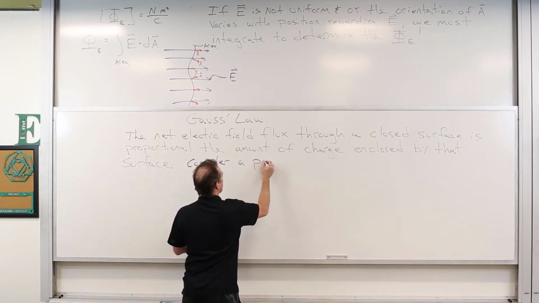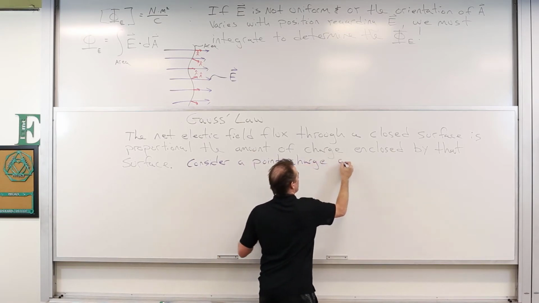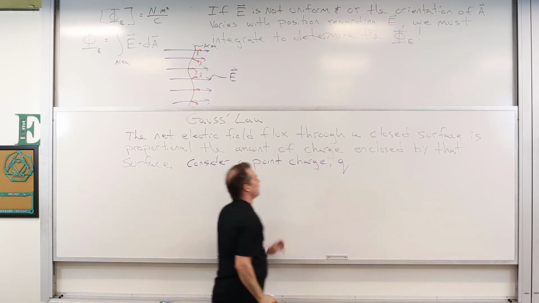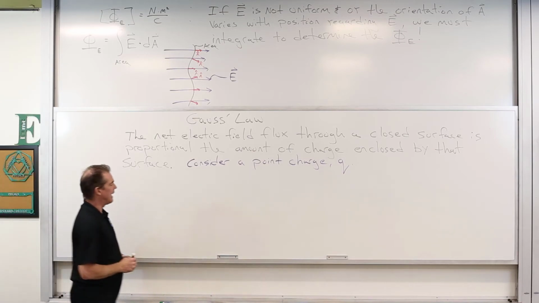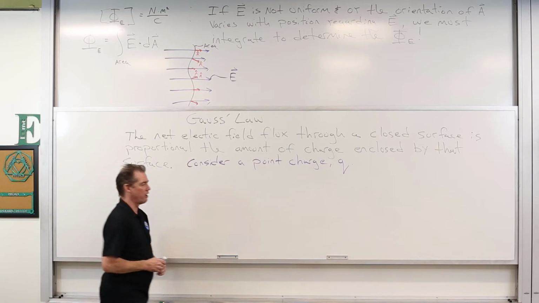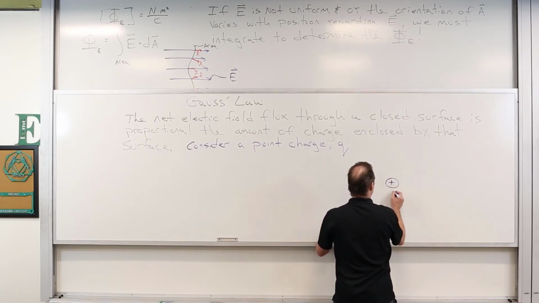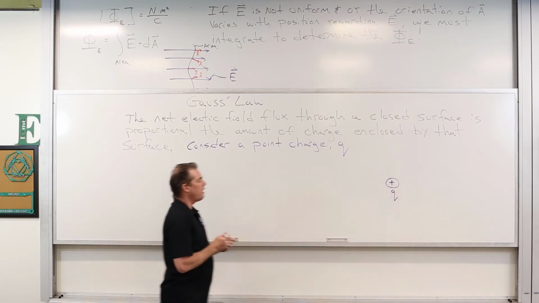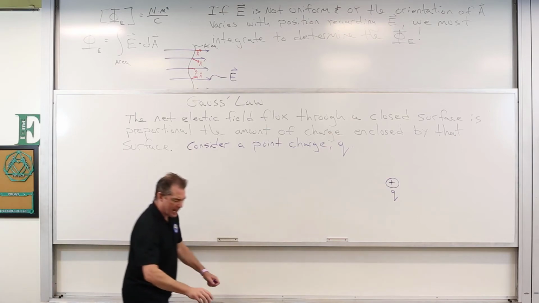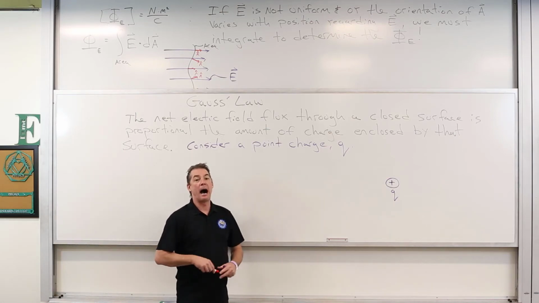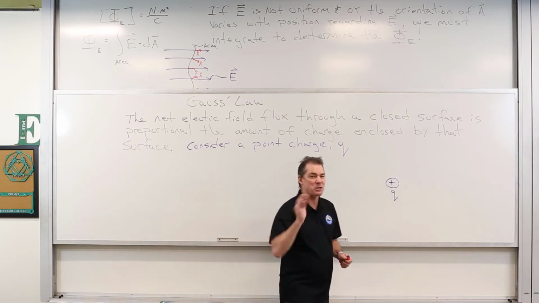Consider a point charge. We'll just call it Q. This nice little point charge Q there. And we are going to take this point charge and surround it by some sort of surface, which we're going to call a Gaussian surface.